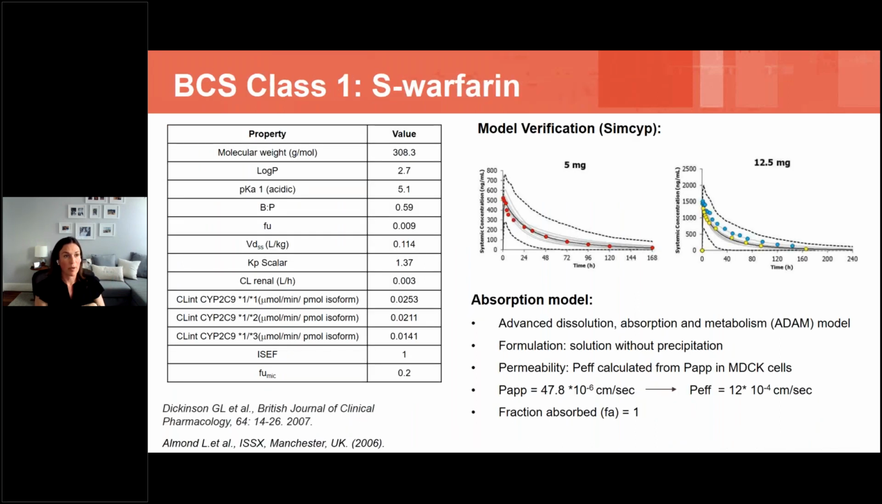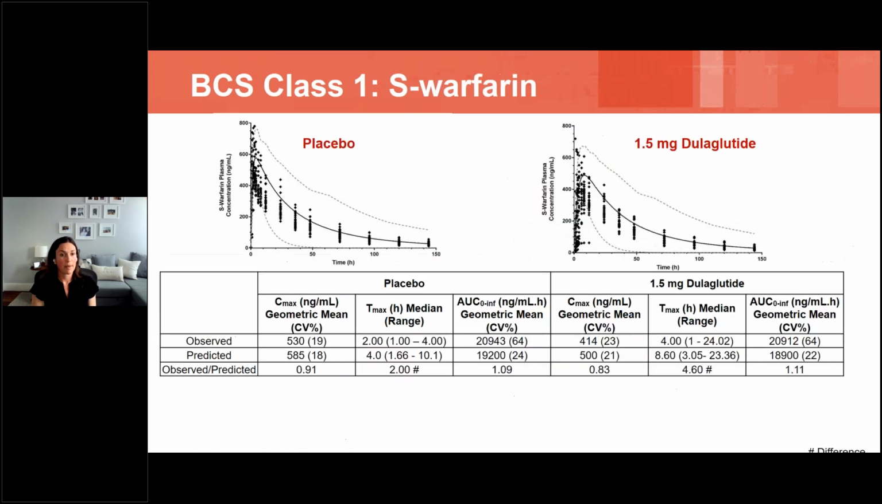Okay, so the other example of a BCS class 1 compound is warfarin. For warfarin, we modified the model available in Simcyp, and we enabled the ADAM model, and we modeled it as a solution without precipitation, and used our own in-house measured apparent permeability to predict the human Peff. And the fraction absorbed, due to the high permeability, is predicted to be really high, close to 1, or 1. And this is how the model performs.